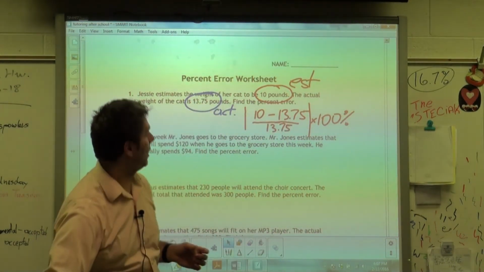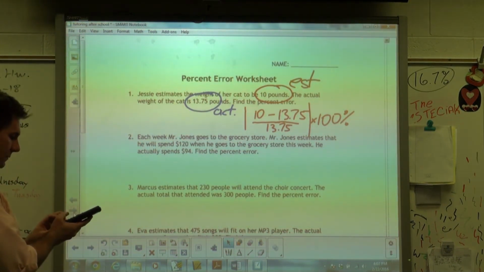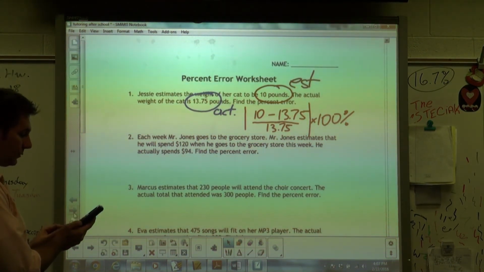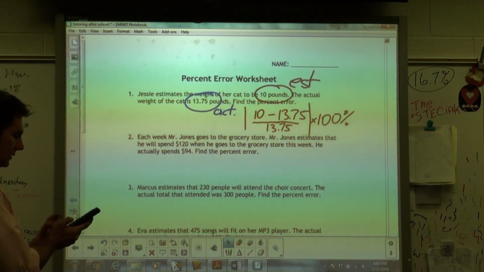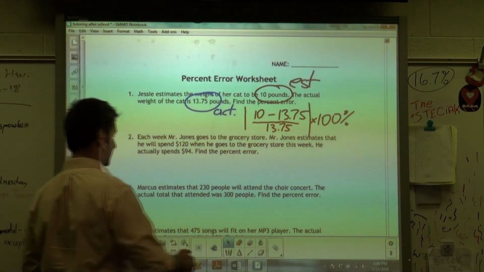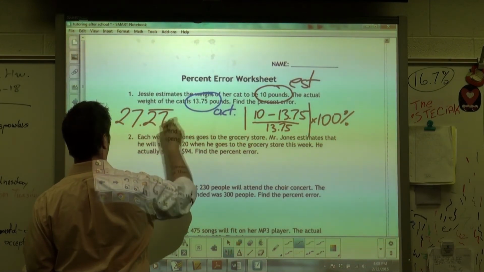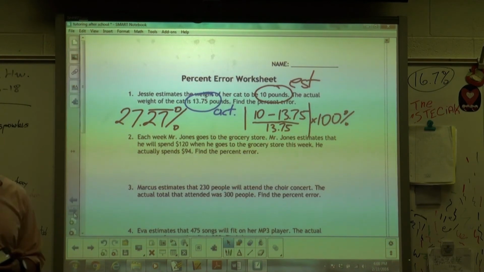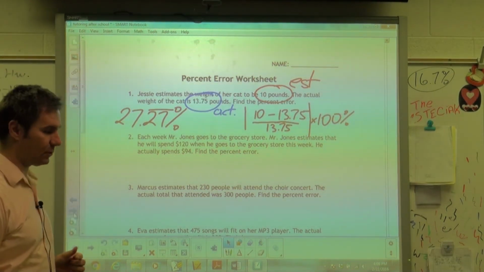So let me see real quick what we got here. 10 minus 13.75 equals 3.75, divided by 13.75, times 100, equals 27.27 repeating percent. Ladies and gentlemen, that's a pretty big error. 27%, not really anything small that we can accept.